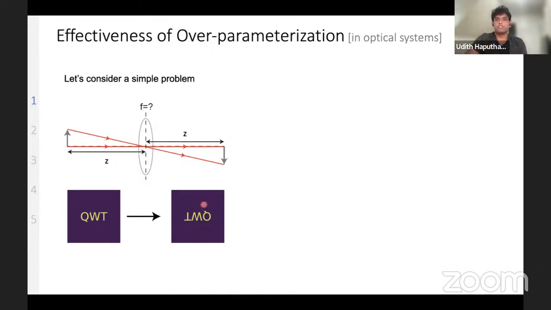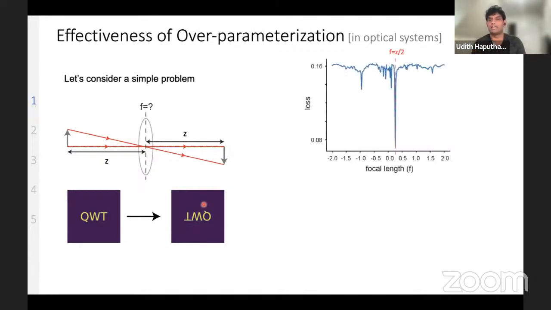But there is a problem. Since this is a one-variable optimization, we can model the loss landscape because we only optimize the focal length. This is the L1 loss between the flipped input and the output. You can see this is the optimal point, the red dotted line, and the loss landscape has really high-frequency fluctuations. So a gradient-based optimizer cannot travel through this space.